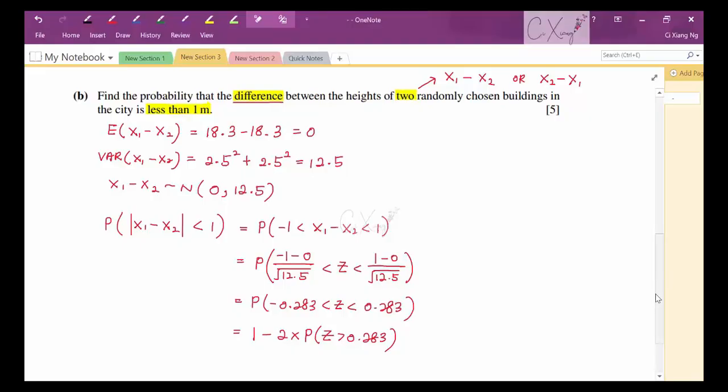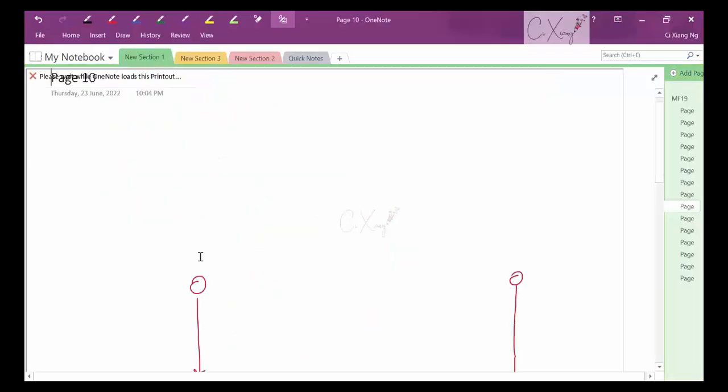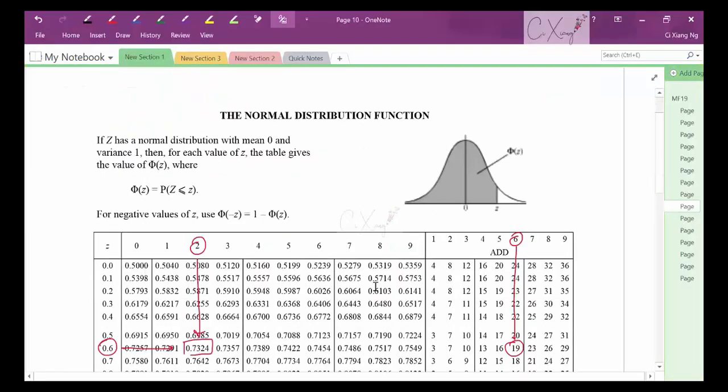All right, and then let us continue. To get the probability, I have to take 1 minus 2 times P(z greater than 0.283). In the table, we don't have z greater than 0.283, so I have to take 1 minus P(z smaller than 0.283). Again, I'm looking at the normal distribution table, 0.2 and 8. You get this value, which is 6103.